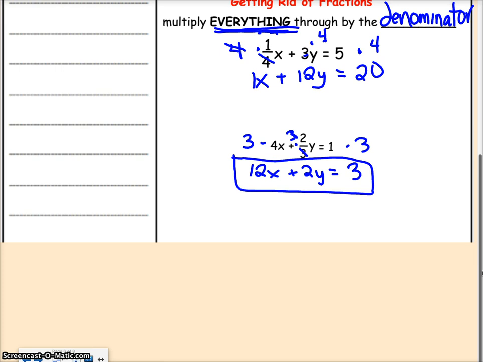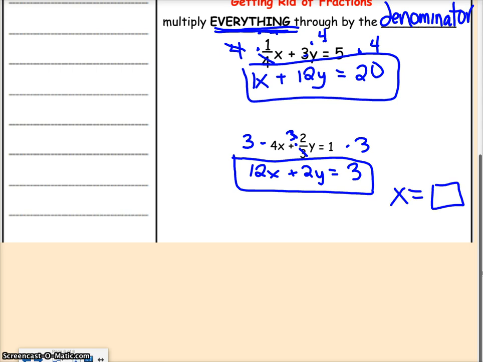So again, I think a lot of your instinct is going to be to make it look something like this, and you can't. You have 2 variables here. You can't solve this. Okay? That's all you want.